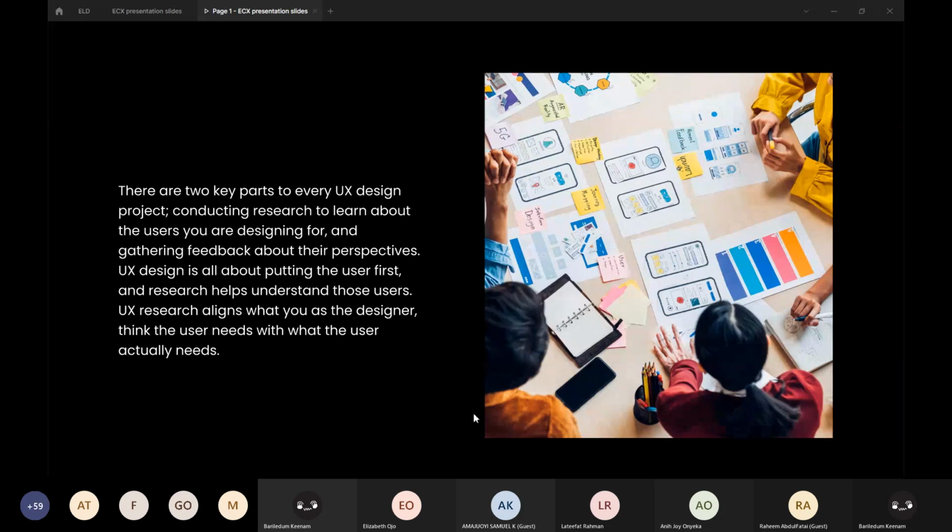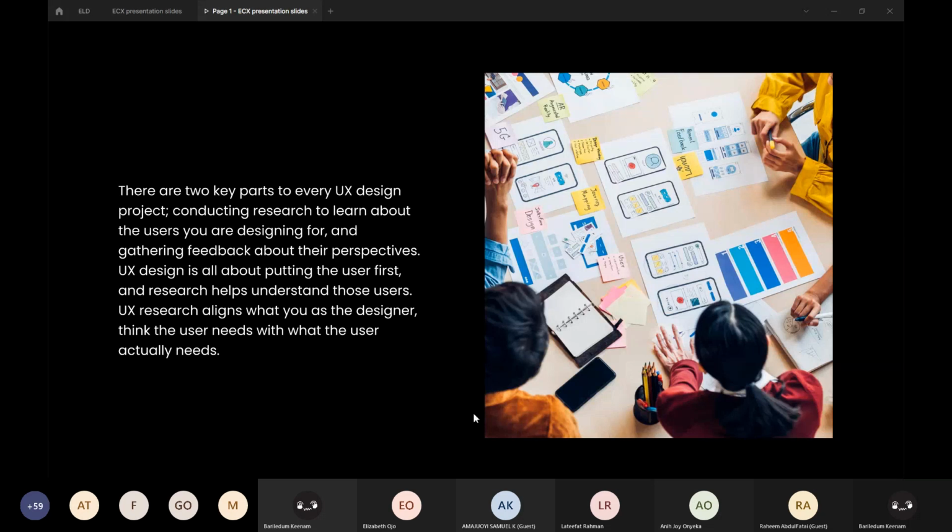So UX design is based on research and facts, not on assumptions. You have to put yourself in your user's shoes and know what your users actually want. And you can never know this unless you conduct research. So there are two key parts to every UX design project: conducting research to learn about the users you are designing for, and gathering feedback about their perspectives.